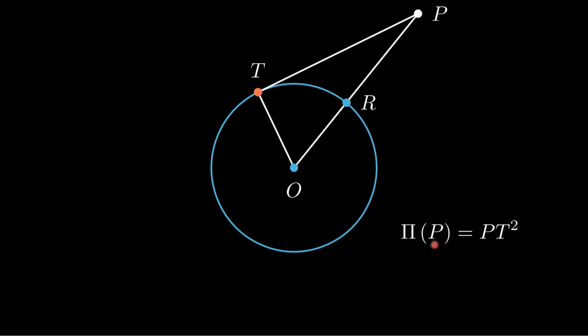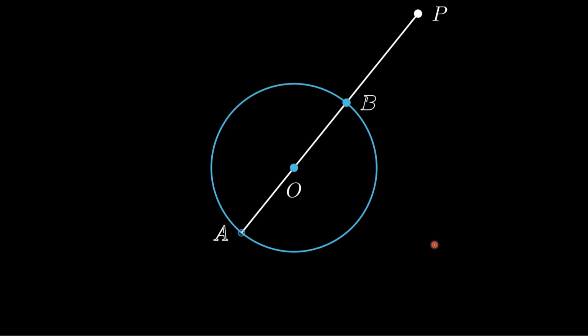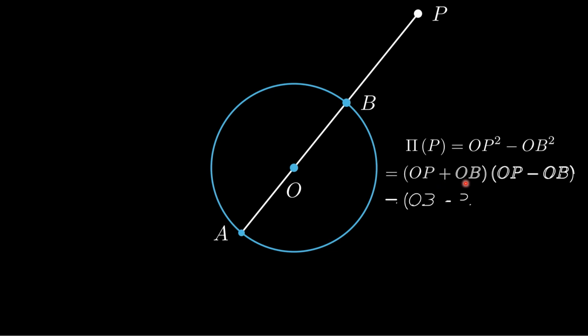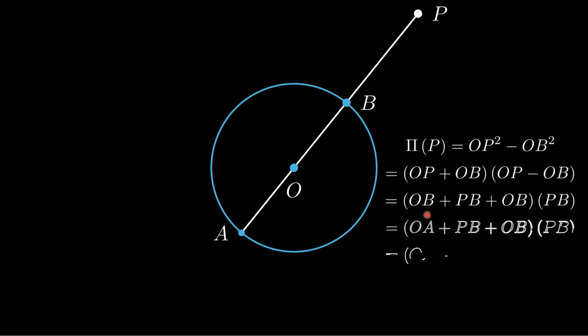Let's see a different expression that we can use. So if we produce the line OP so that it touches the circle at point A and point B, then the power is going to be, as we saw previously, OP squared minus OB squared, which is the same as OP plus OB times OP minus OB, difference of two squares. So OP is the same as OB plus PB, then plus OB. OB is the same as OA, so we have OB plus OP being equal to PA, so the product of PA times PB is the power of this point.